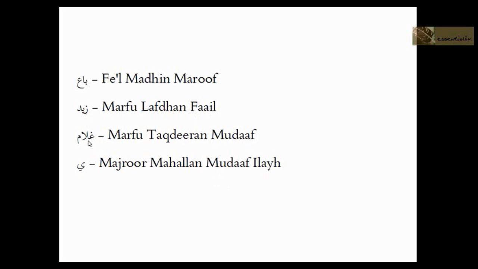Why is it taqdiran? Because actually this should not be marfu. This should actually be mansub, because this is the object of the verb. So mansub taqdiran mudaf. Okay, but we don't have a fatha, right? We say ghulami because of the ya, so it's taqdiran. Mansub taqdiran mudaf, and the ya is majroor mahallan mudaf ilay. Why is it mahallan? Because it is mabni. So ba'a zaydun ghulami. And altogether the mudaf and mudaf ilay become the object of the verb, the maf'ul bihi. So the maf'ul bihi and the fa'il become jumla fi'liya khabariya.